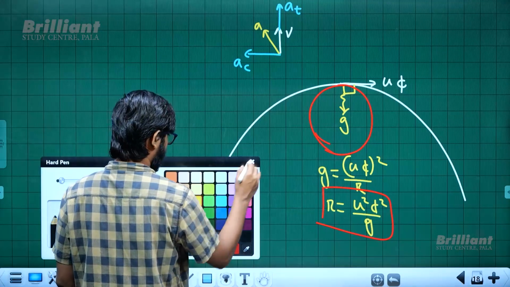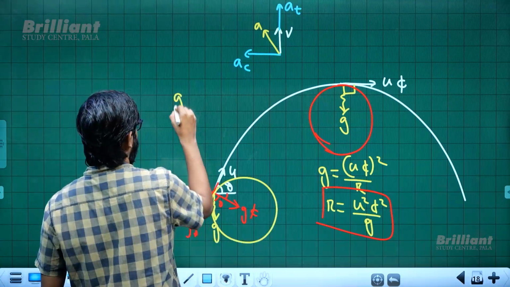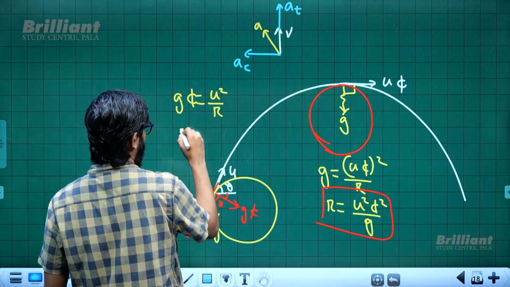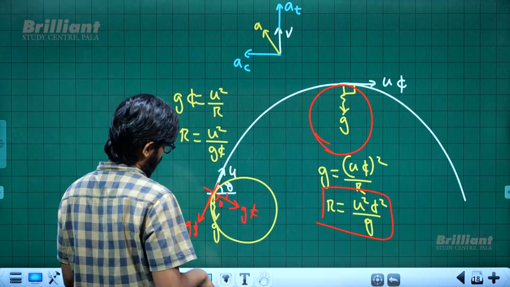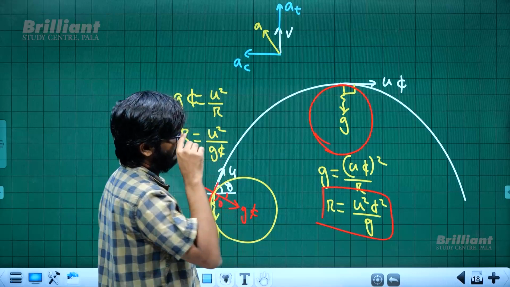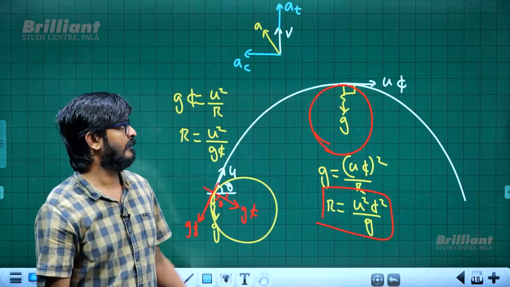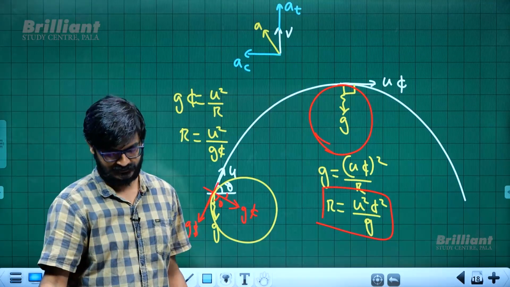Now centripetal acceleration is g cos theta. If it is part of a circle, then centripetal acceleration equals u square by r. So r initially will be u square by g cos theta. So in physics we have only one way to find radius of curvature, that is by using centripetal acceleration equal to v square by r.